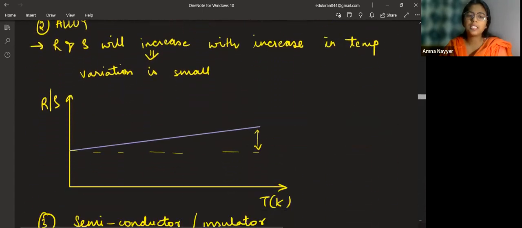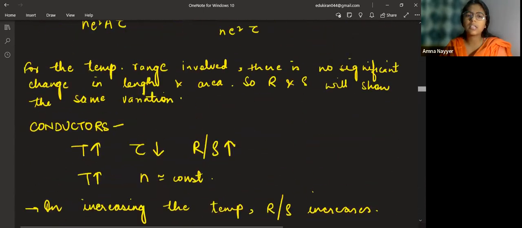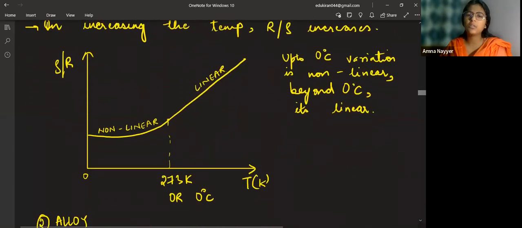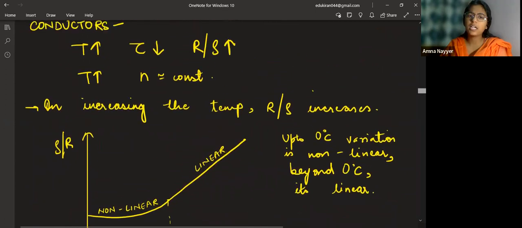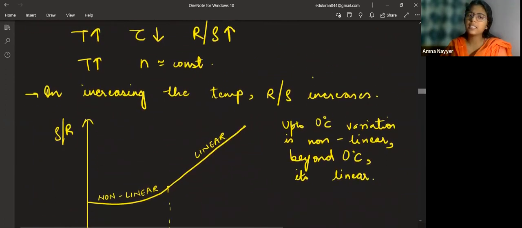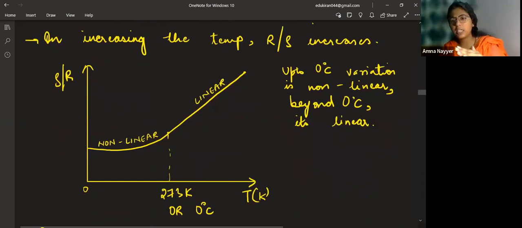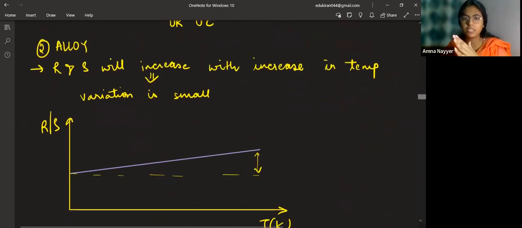These graphs are more important for semiconductors, but you can have a look if you are considering conductors. For conductors, as temperature increases, resistance increases. Firstly it is non-linear, then the graph becomes linear. Till 273 Kelvin or 0 degrees Celsius, the graph is almost non-linear. Then it becomes linear after 0 degrees.